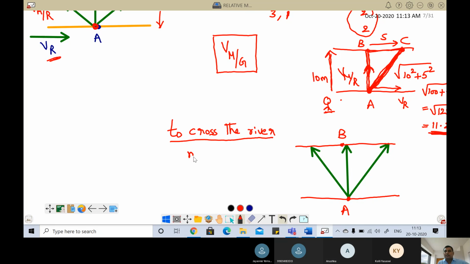Which is the minimum path? In the shortest path, I want to cross. Tell me, which path is the shortest here? Here there are paths 1, 2, 3. Which is the shortest path?